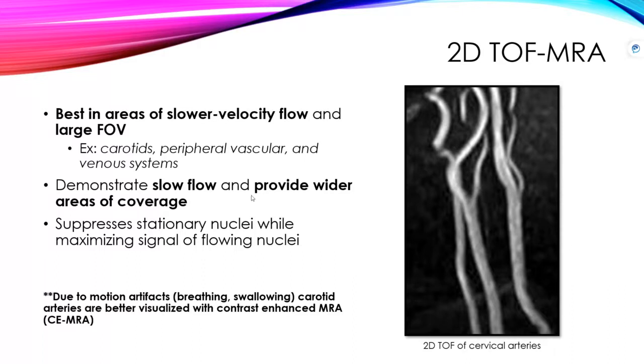So 2D is good for bigger areas and slow flow. Very important to remember what 2D versus 3D is used for. We're going to suppress the stationary while we maximize the signal of flowing nuclei. Now, I did put a little disclaimer here that says because of motion artifacts like breathing and swallowing in the carotid area, it's better to use contrast-enhanced MRA for carotids, which is why you hardly ever see time-of-flight carotids.